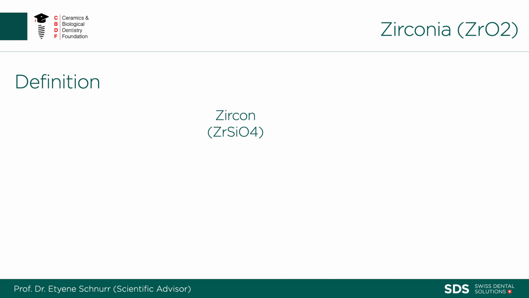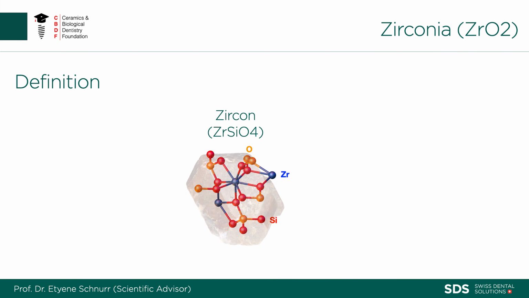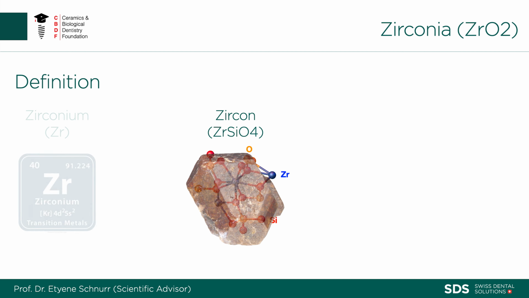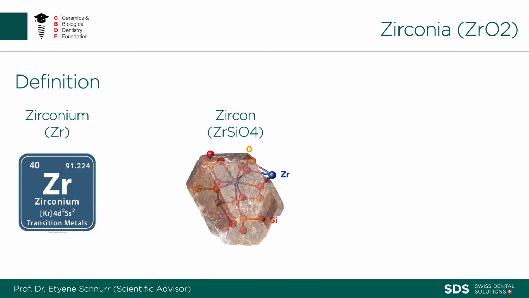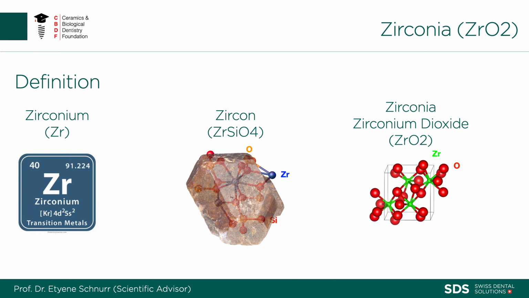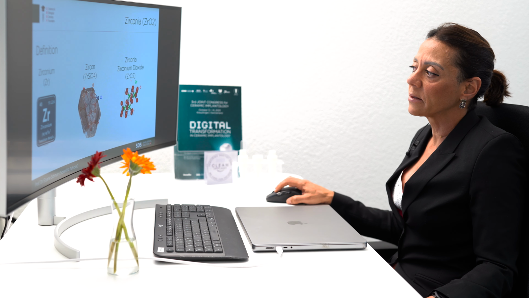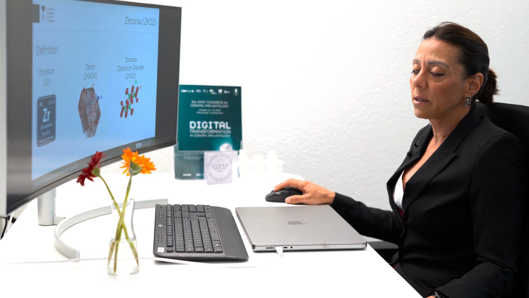In nature, zircon occurs in combination with oxide silicate in the form of a crystal, like this here in this picture. If you separate just the element zirconium, you find its description on the periodic table, but not in nature. That must be associated with two oxygen atoms as a free oxide, zirconium dioxide, also known as zirconia.